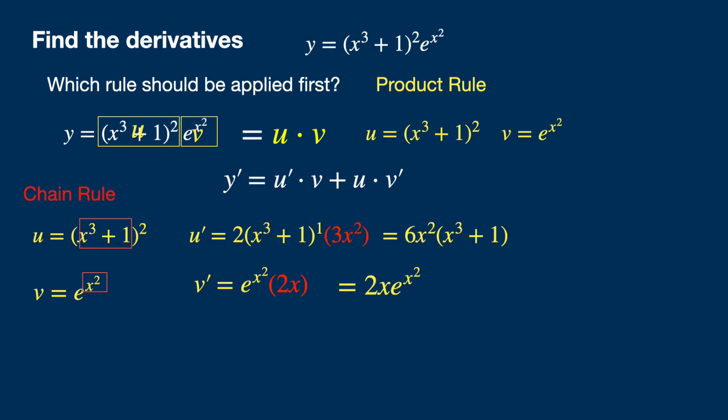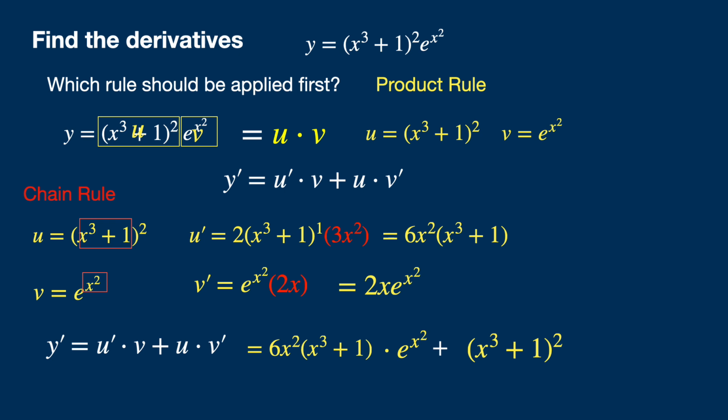Now, you find each derivative by using the chain rule. So we find y prime is u prime times v plus u times v prime. That's going to be 6x squared times (x cubed plus 1) times e to the x squared, that's u prime times v, plus u, which is (x cubed plus 1) squared, times 2x e to the x squared. This example combines the chain rule and the product rule. Most of the time you use the product rule first to find the derivative.